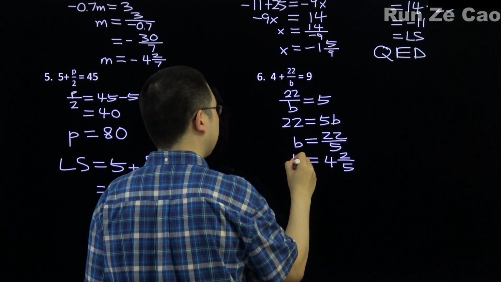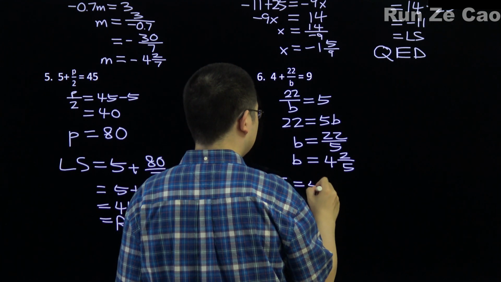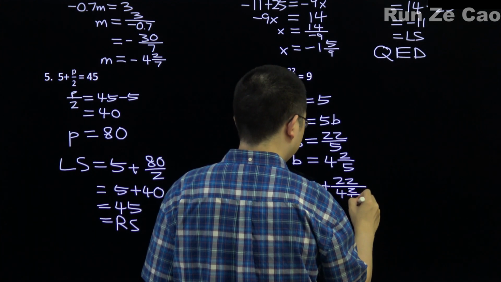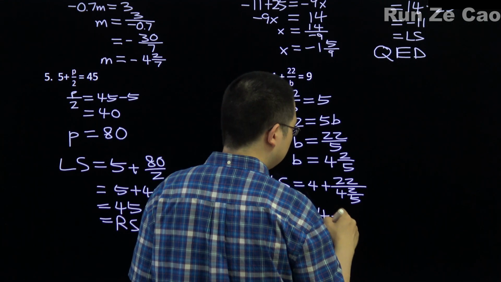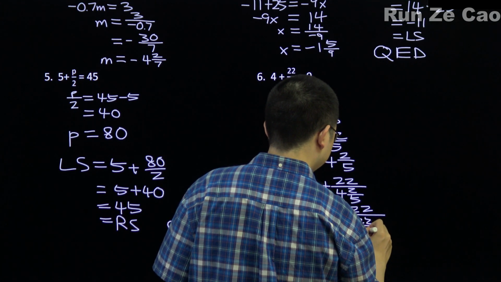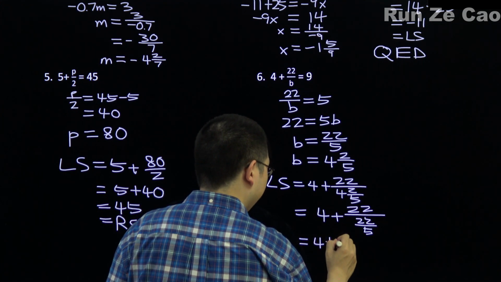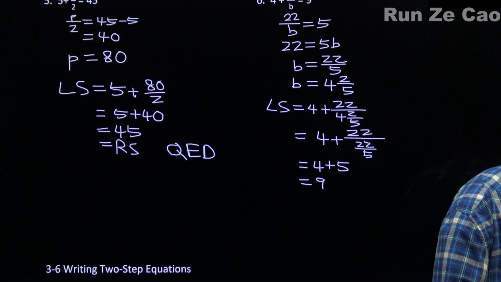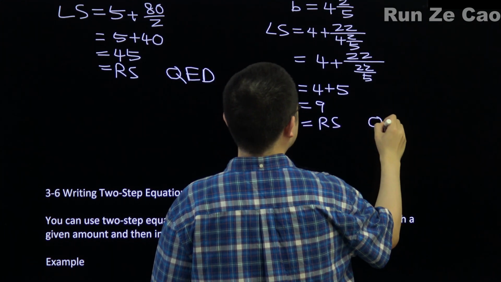So, what happens if you substitute back in? You find left side equals 4 plus 22 over 4 and 2/5, which means 4 plus 22 over 22/5. Well then, you end up with 4 plus 5, which is equal to 9, which is your right side. And therefore, QED.